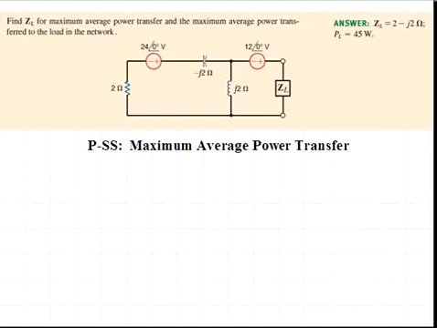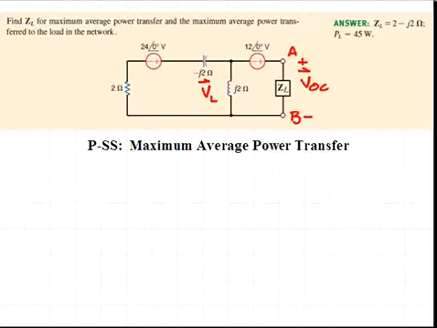We'll label some items on this circuit diagram. The nodes to which the load impedance is connected will be A and B. The voltage across this inductor we'll call V sub L. And ultimately we're going to determine the open circuit voltage appearing across the terminals A, B when we've removed the load.